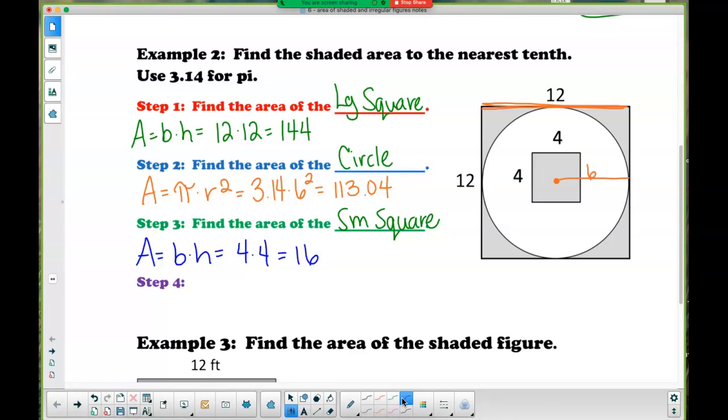Caleb, what do you think? Subtract all of them? Okay, so now think about this. What I want is this part. Okay, and then I want the square in the middle. So if I take the large square and I take out the circle, take out the entire circle, that would leave me with just these edges.